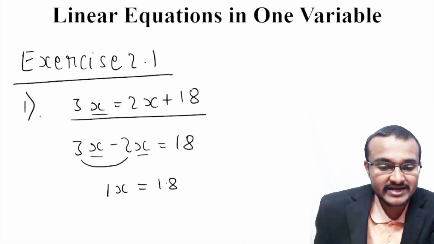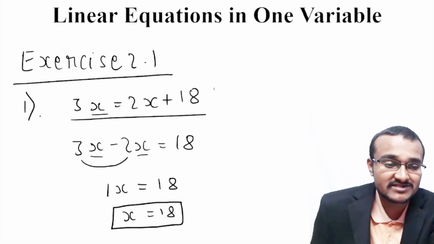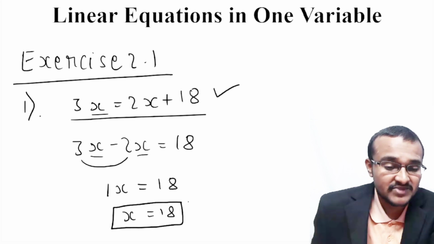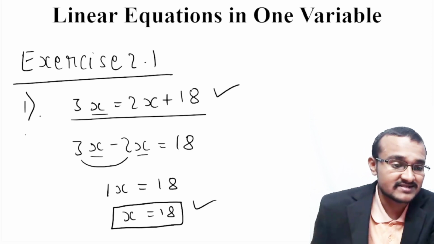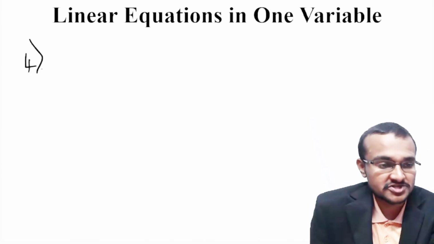So 1x is equal to 18. 1x is nothing but x, which is equal to 18. So the value of x you are getting after solving this equation is 18. So x is equal to 18. This is the answer for the first question. Next I will be solving the fourth question.